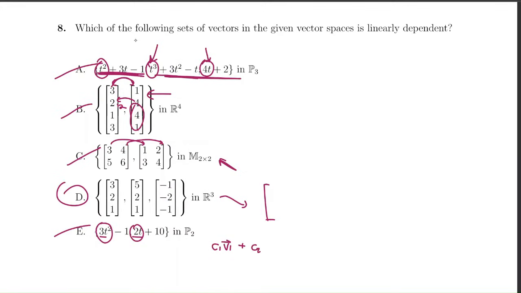So if you have 3 vectors and you want to make sure that these vectors are linearly independent, then you would write this expression here where c1, c2, c3 are scalars, and v1, v2, and v3 would be linearly independent if the only solution for this is c1, c2, c3 equals 0. So you could put it in this form, 3, 2, 1, 5, 2, 1, -1, -2, -1 equal to 0, and then row reduce.